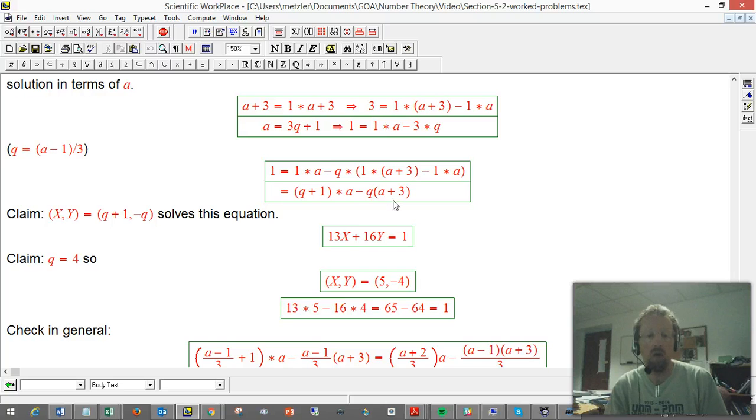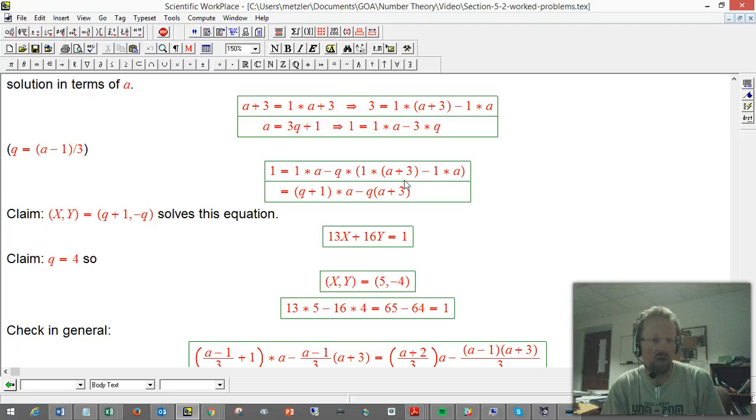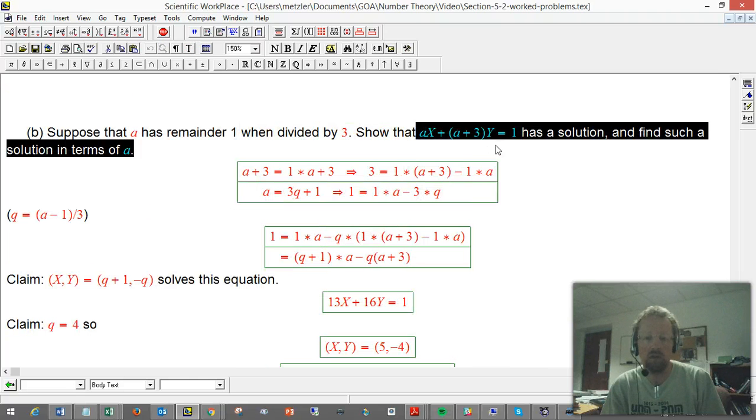Okay, so this is an example of how it can get rather more interesting when you start to generalize, as it usually does. But it turns out that if you do this, you take the quotient of a divided by 3, just throw away the remainder, add 1 and negate it, then that will actually solve this original equation.